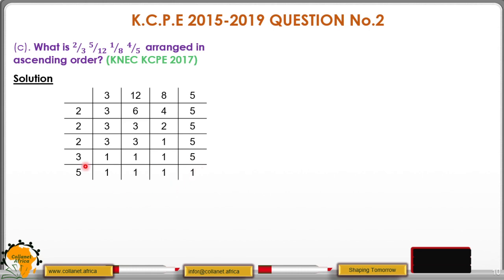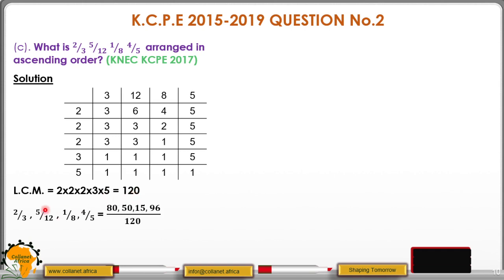Therefore the LCM will be got by multiplying these factors. So the LCM is 2 times 2 you get 4. 4 times 2 you get 8. 8 times 3 you get 24. 24 multiplied by 5 you get 120. Therefore now you put down the fractions, and then the LCM is 120.